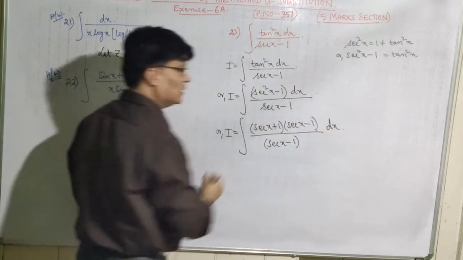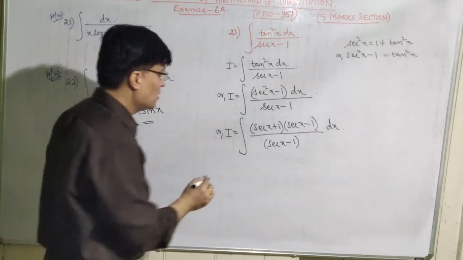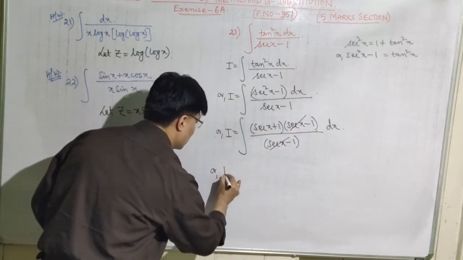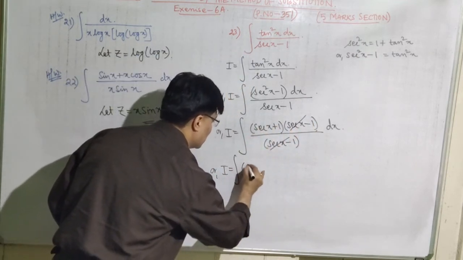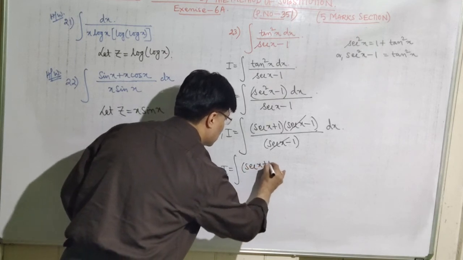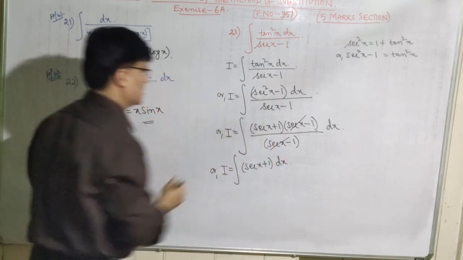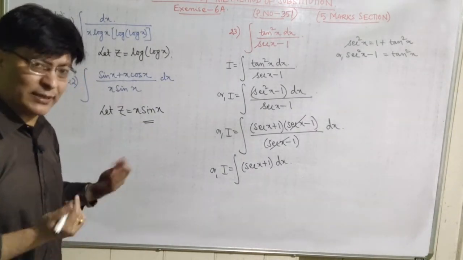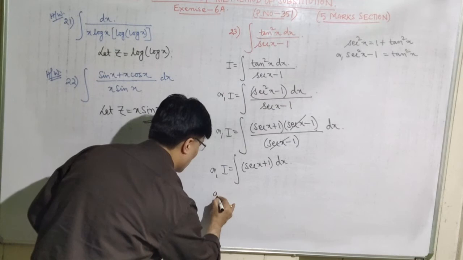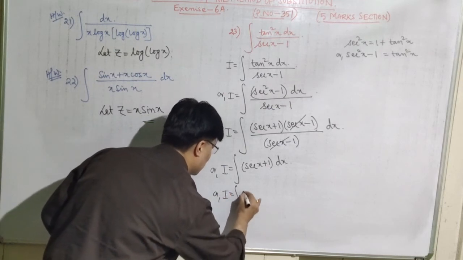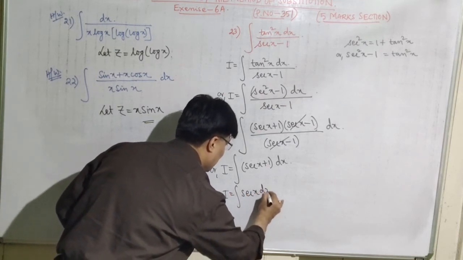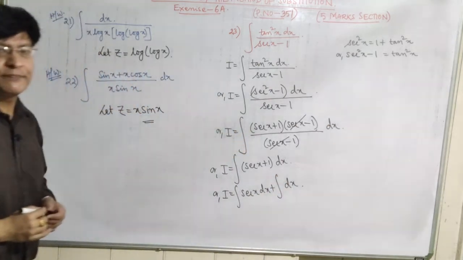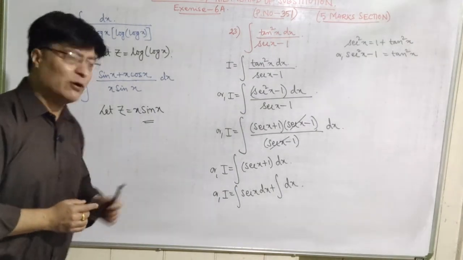Then what do we write? Dx. Is that clear? So now we can cancel here. This sec x minus 1 will be cancelled. So write down the remaining terms. I is equal to integration of sec x plus 1 dx. Is that understood? So now let us separate the terms and then you can easily integrate them. Or I is equal to integration of sec x dx plus integration of dx. Okay.